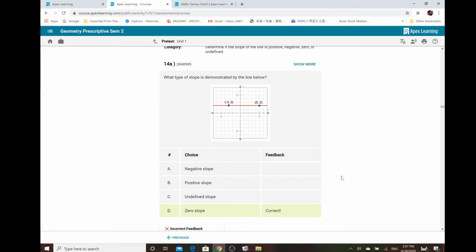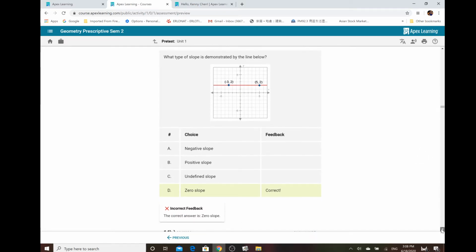Okay, so what type of slope is demonstrated by the line below? Anytime you see a horizontal straight line, the slope is always considered 0 because the line is flat. It doesn't show any kind of steepness. Another way you can find the slope is to use the slope formula, y2 minus y1 over x2 minus x1, the one that I showed you earlier today. Again, if the line is flat, there's no steepness, so the slope of the line is always considered 0.